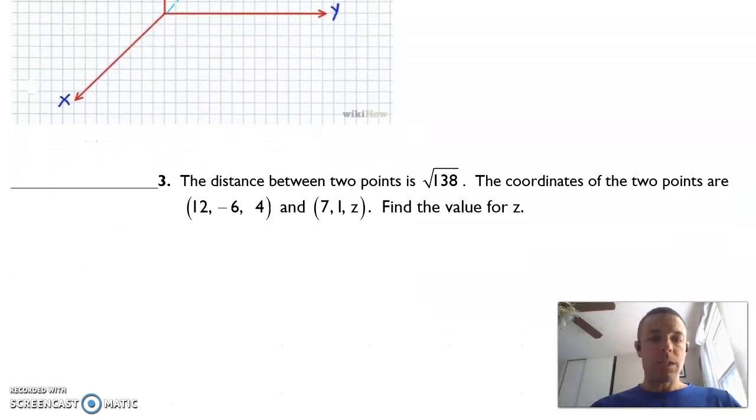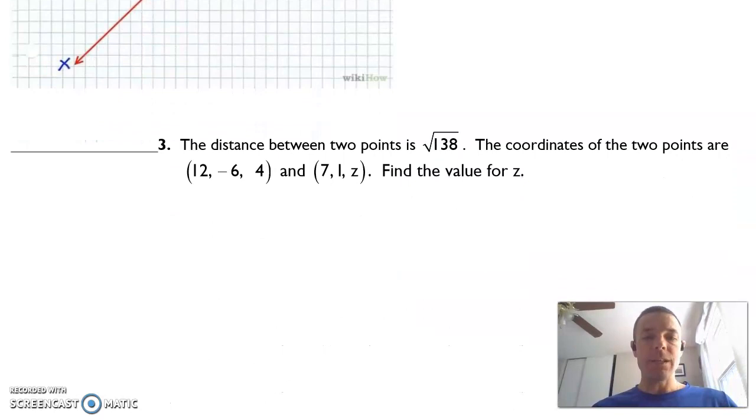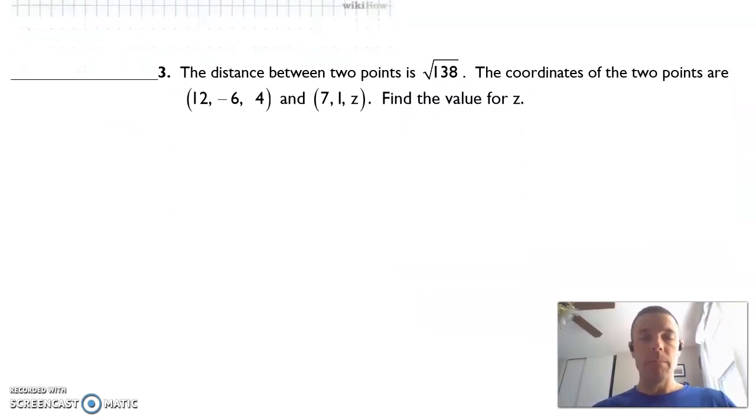All right, and the last one on this side is finding a coordinate in 3 dimensions. So it's again a distance formula problem, but this time I gave you the distance. You have to find the z coordinate for one of your ordered triples. Go ahead, pause, and try this one if you haven't already.